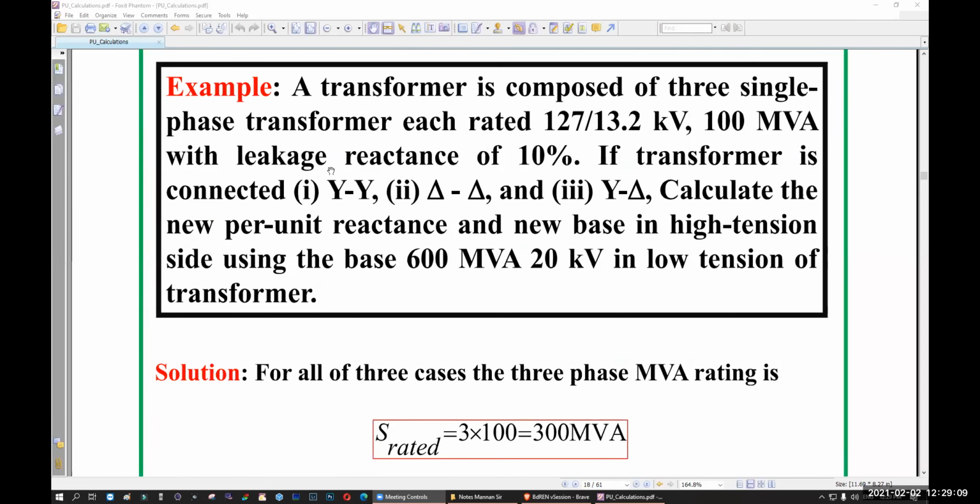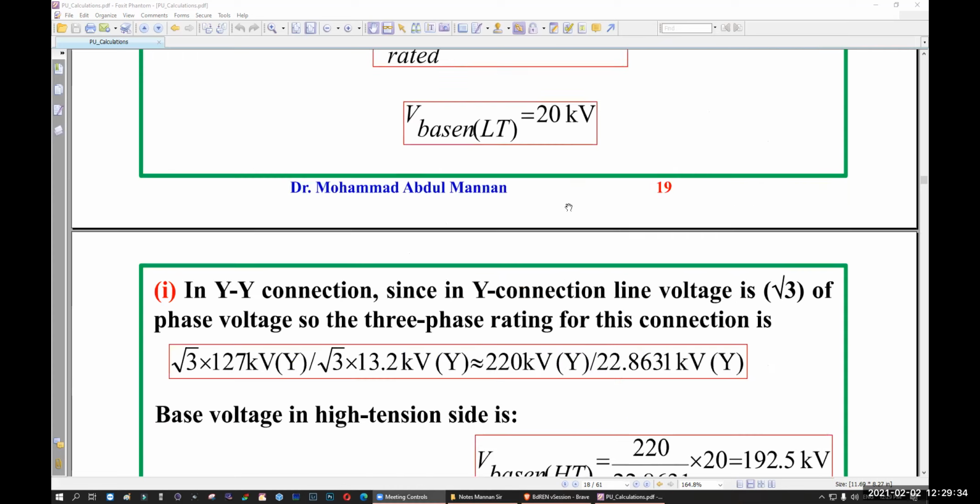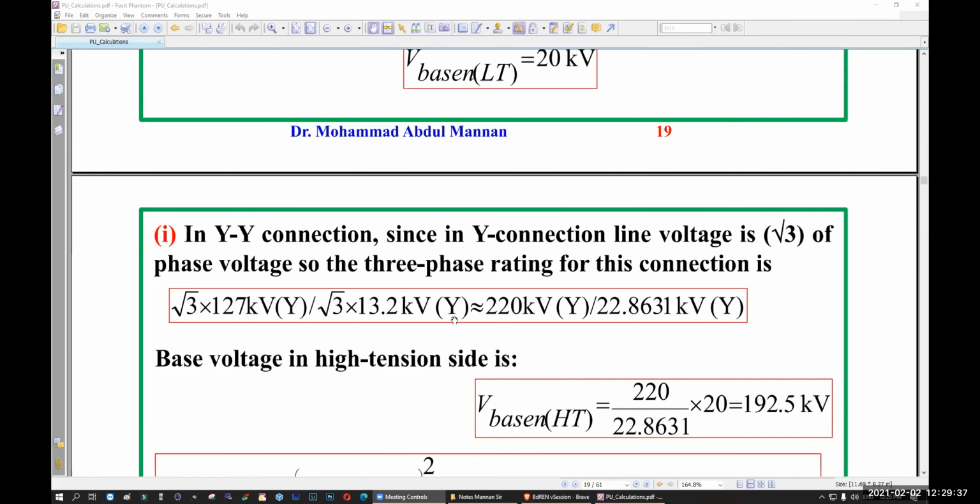If you connect them YY, these voltages will be multiplied. This 127 is Y, and this 13.2 is also Y, right? So the 127 will be multiplied by √3, and the 13.2 will be multiplied by √3. This is your single-phase rating, so your three-phase rating will be 220 kV and 22.8631 kV. Got my point, everyone?